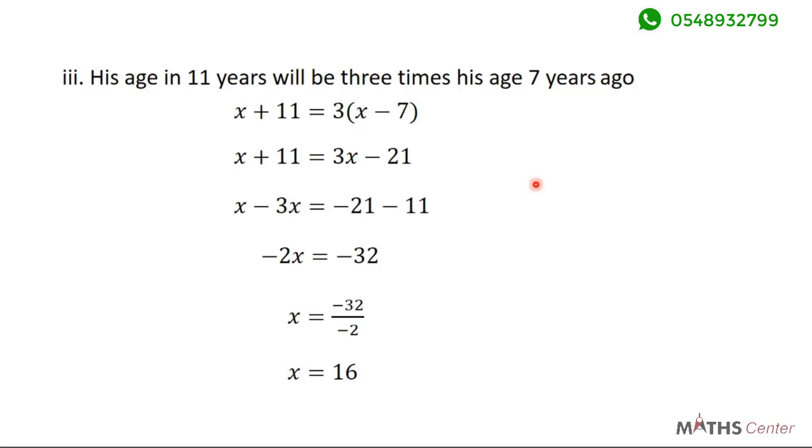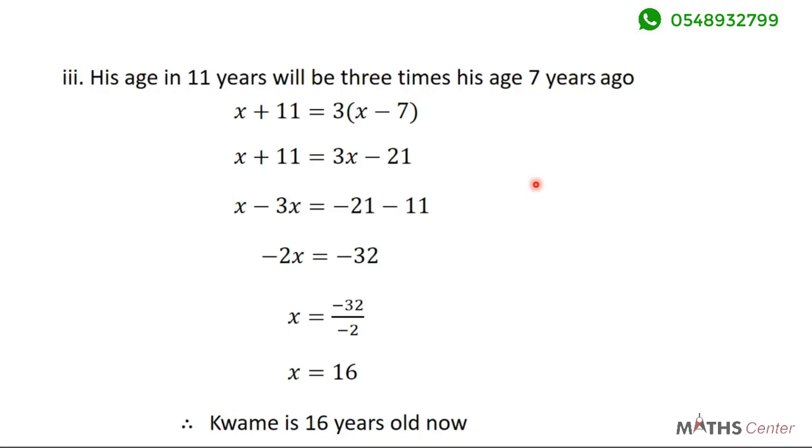But what is x? x is Kwame's age now. What this means is that Kwame is 16 years old now. So if Kwame is 16 years old now, what it means is that 7 years ago he was 9 years old, because if you want his age 7 years ago, you have to subtract 7 from 16. What it also means is that in 11 years time he is going to be 27 years old, because you add 11 to his age now, which is 16. 16 plus 11 will be 27 years old.